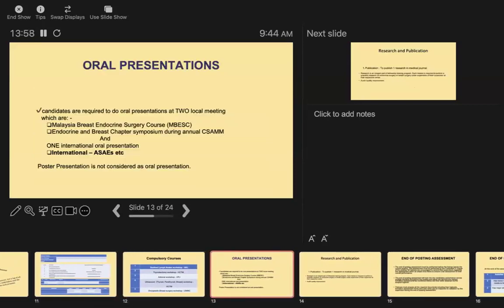Oral presentation. Candidates are required to do oral presentations at 2 local meetings, which are MPSC and the College of Surgeons meeting. Poster presentation is not counted. Okay. And one international organization, for example ASAS, or other related ones. Many, like Asia, we have already been there. Okay. Over 3 years, just 1.